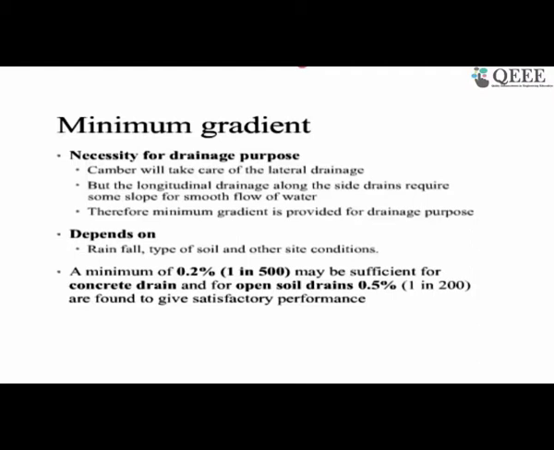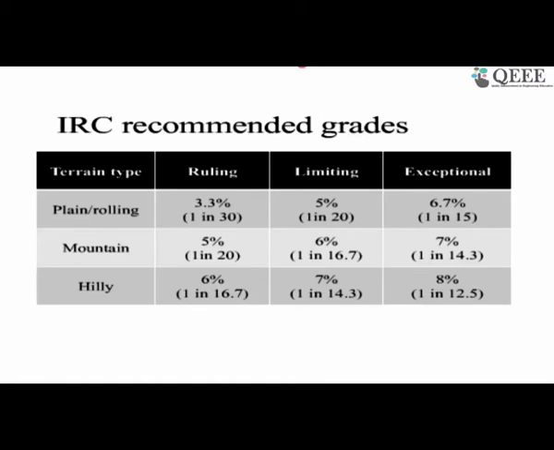So what is this value? The minimum value is 1 in 500 if we are providing a concrete drain or a lined drain. If it is a soil drain, you need a little bit steeper, which is 1 in 200, or 0.5%. So this is what the minimum gradient is. As per IRC recommendation, these are the values for plain and rolling terrain: the ruling gradient is 3.3%, and limiting is 5%. For the various terrains there are various gradients, and accordingly the designer keeps the gradient within that value.